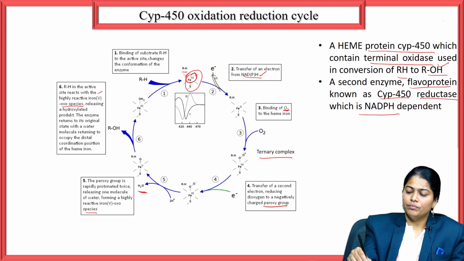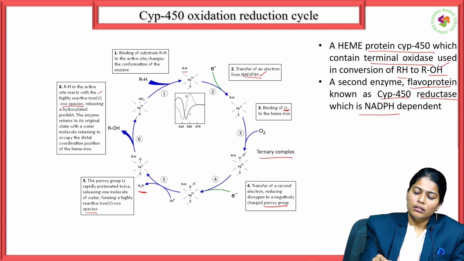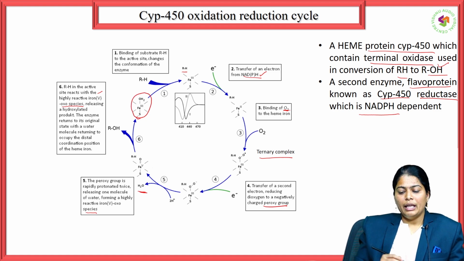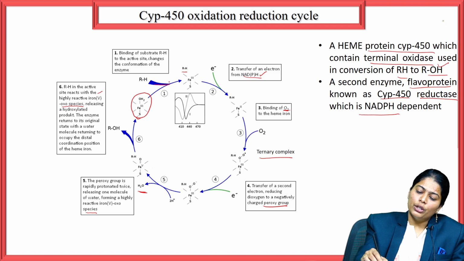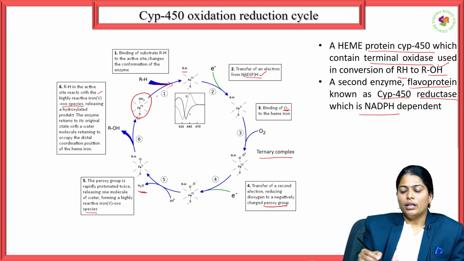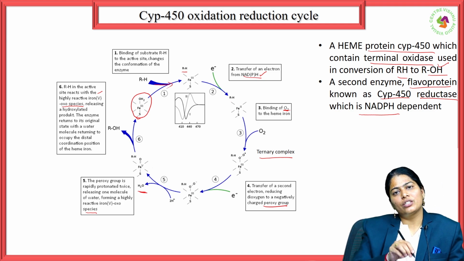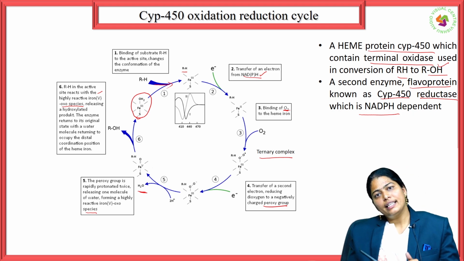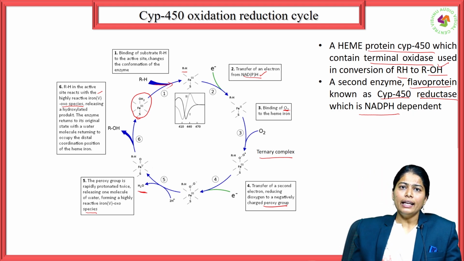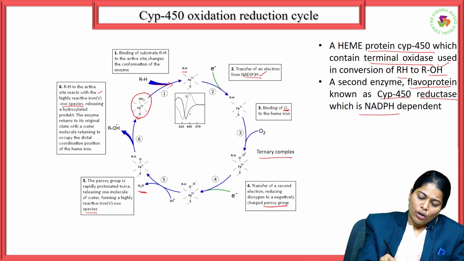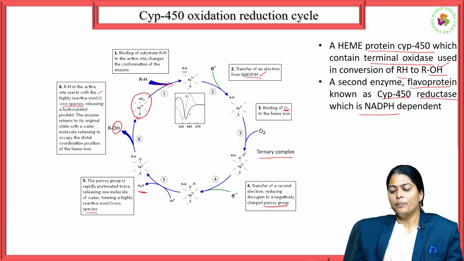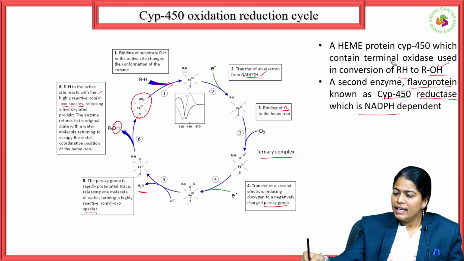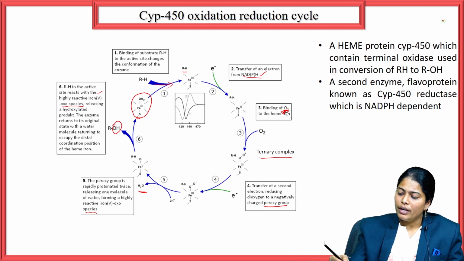See here, again the same enzyme was replaced and another RH molecule was attached to the enzyme. Again the oxidation reduction cycle will happen. So like this the cycle will continue, and the cycle is used to attach the hydroxyl group to the compound. So this is about the oxidation reduction cycle which is involved in phase 1 metabolism.